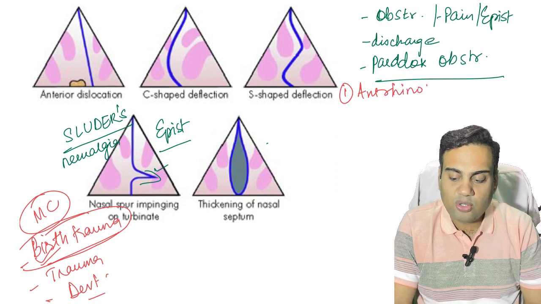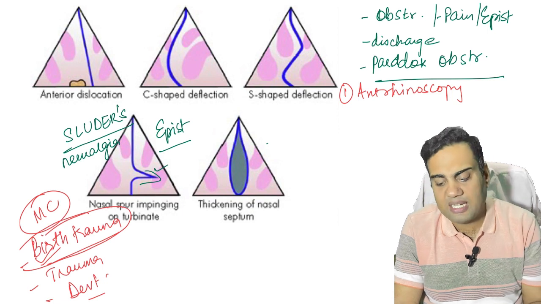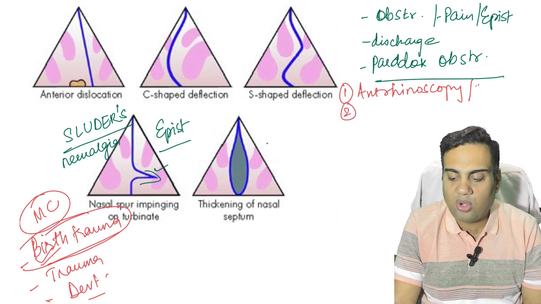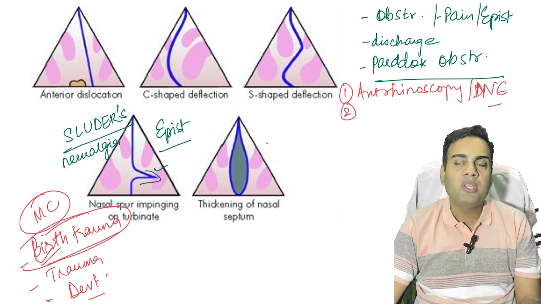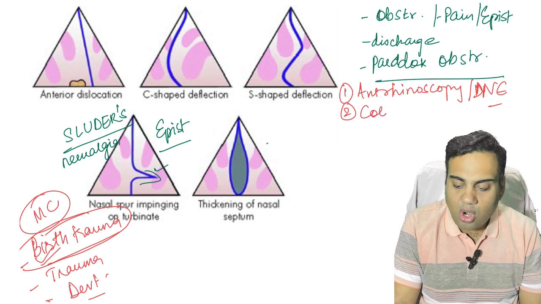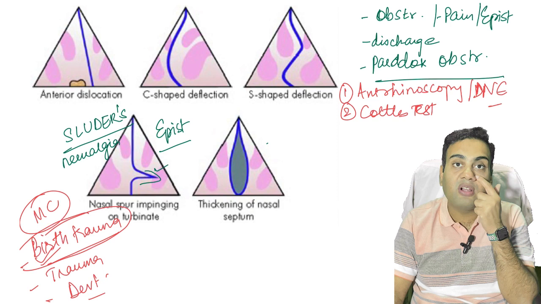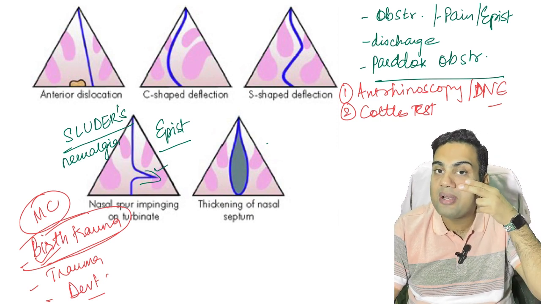Right, so you will do anterior rhinoscopy via Thudichum's nasal speculum and you will check where the deviation is. You can also do nasal endoscopy. We call this diagnostic nasal endoscopy, that can be done. You can do a test that is called Cottle's test. What is Cottle's test? We saw yesterday, if your nasal valve is blocked, what will you do? You will pull the cheek laterally and upwards.